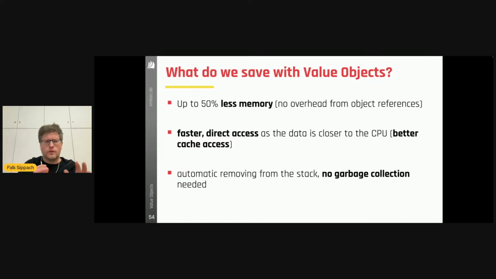And what can we save? It depends. I said here up to 50% less memory. It can be more, depending on which objects I store in memory. But there are some more important side effects, like faster direct access as the data is closer to the CPU. There are no caches involved when we have the data on the heap, and heap is always more expensive to access.